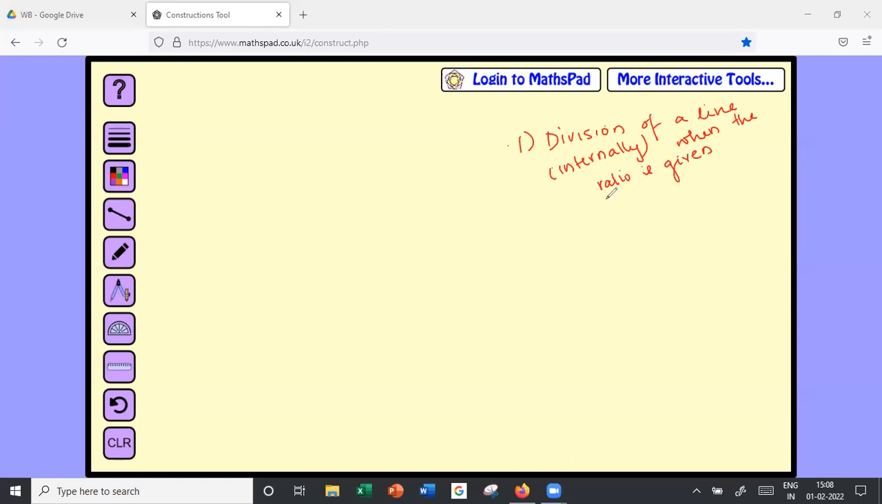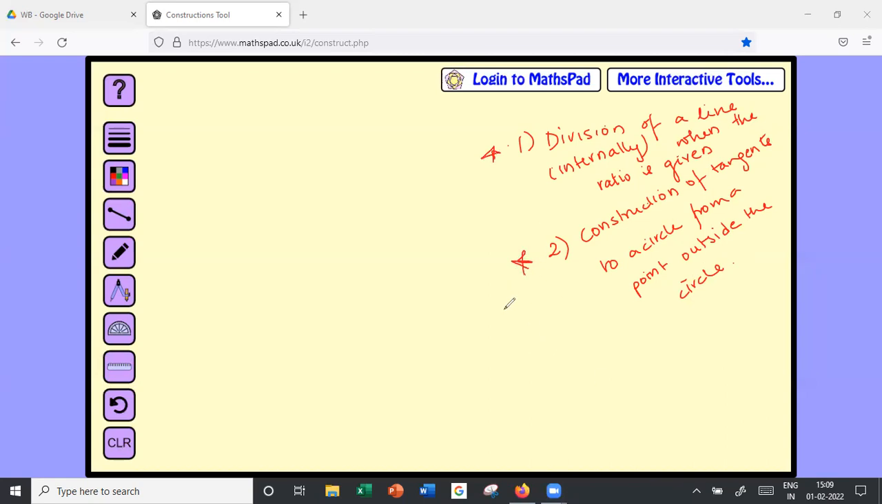This is one part, and the second part used to be construction of similar triangles, which is omitted. So you have constructions of tangents to a circle from a point outside the circle. Right, so this is it in the chapter. Concept wise, this is all you need to know, 1 and 2. The rest of the questions you can solve using just these two concepts.